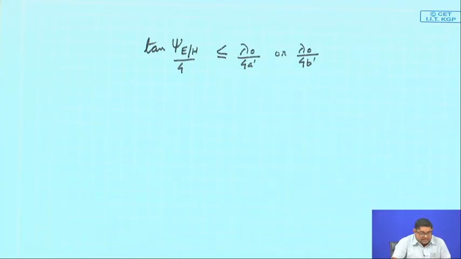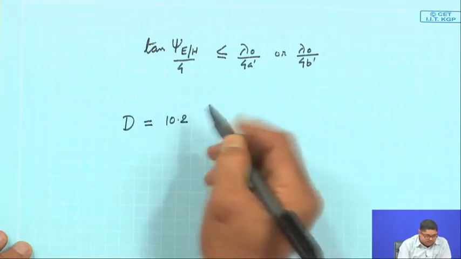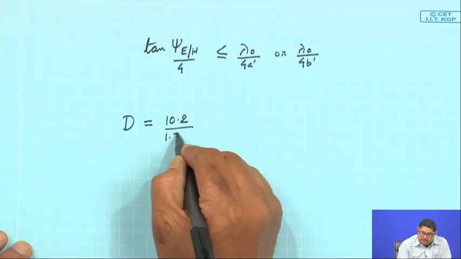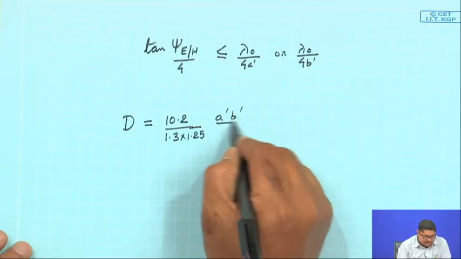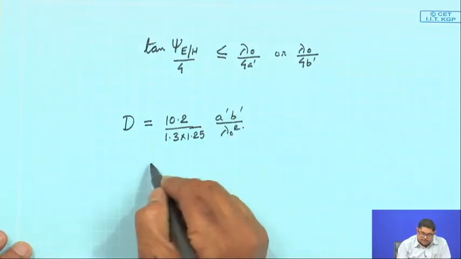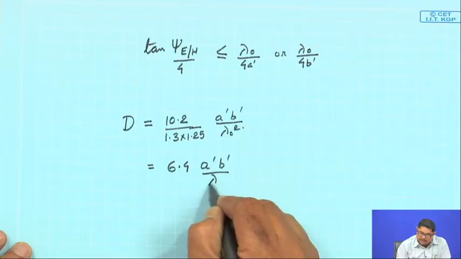So, for a fixed length horn, if I am allowed to do the maximum gain thing, then people do that. For the H plane, they suffer that 0.75 pi phase error, and in the E plane they suffer that. So, for that, what will be the gain of a pyramidal horn? I can write 10.2 divided by 1.3 into 1.25, then A dashed B dashed by lambda naught square. So, this actually becomes this famous formula: 6.4 A dashed B dashed by lambda naught square.